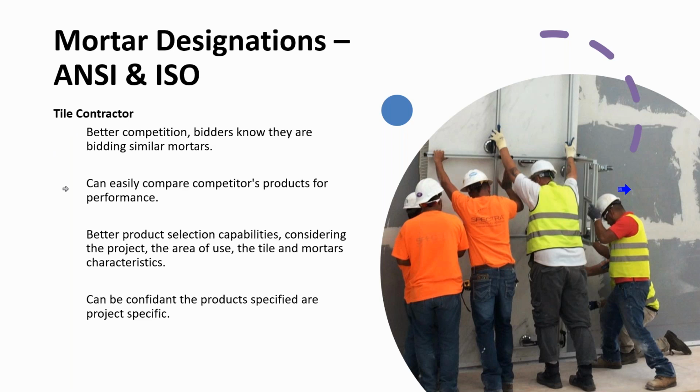You can easily compare product to product, competitors as an example. You can really get specific in your product selection. You know, you want to get a mortar that will hold up a large and gauge porcelain tile like you see in this picture here. Again, I'm sure you want non-sag characteristics as well as extended open time. Be confident the products you specify are project specific.